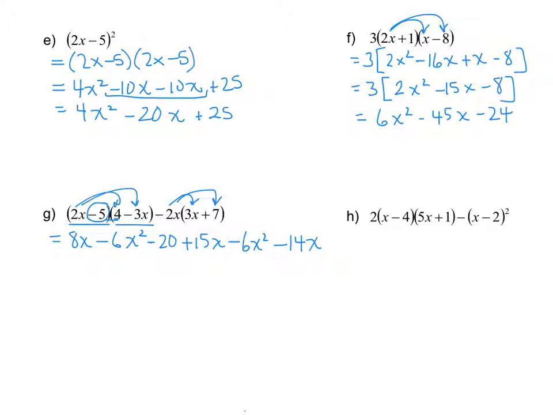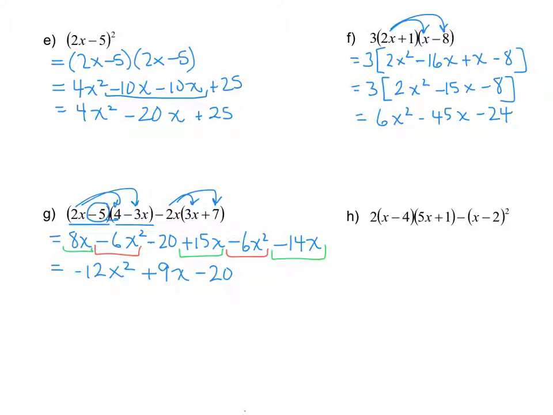And then looking for like terms, I'm going to write in descending powers of x. I'm going to look for my x squareds first, which is minus 6x squared, and another minus 6x squared to make a minus 12x squared. So descending powers of x first. Then we have a plus 8x, and a plus 15x, and a minus 14x. So plus 15x and the minus 14x would result in just positive 1x, plus the 8x would result in plus 9x. And then there's only one constant term, and that's the minus 20. So there's our standard form, descending powers.